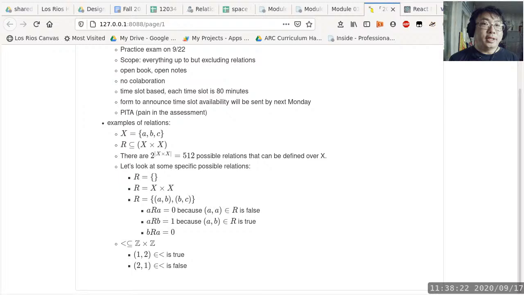Because I'm looking at less than as a set, but it is also reflecting whether integers relate to each other based on what we understand as less than. So when we look at 1, 2, and ask, does 1 relate to 2 through less than? The answer is yep, that is true. But when we ask the second question, 2, 1, which basically translates to, does 2 relate to 1 through less than? The answer is no, because the order is important.